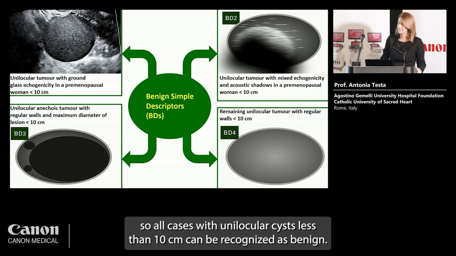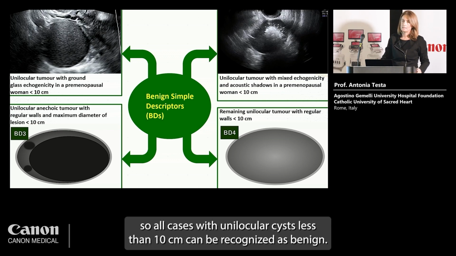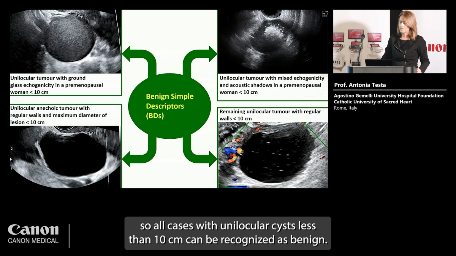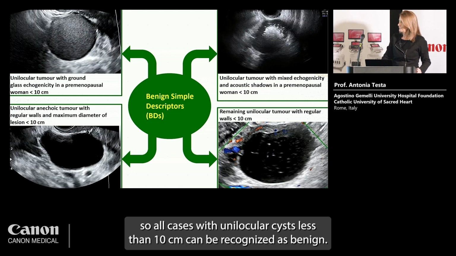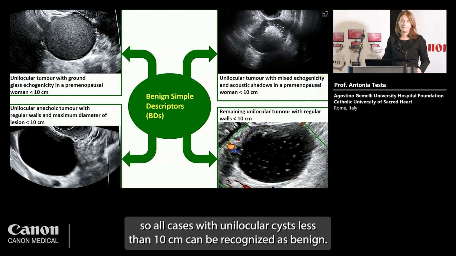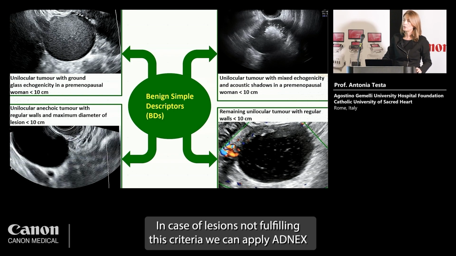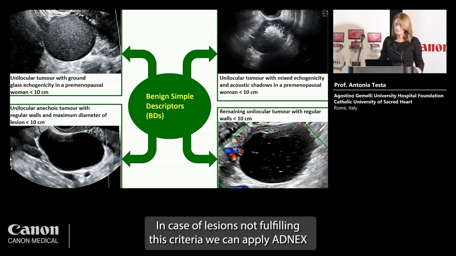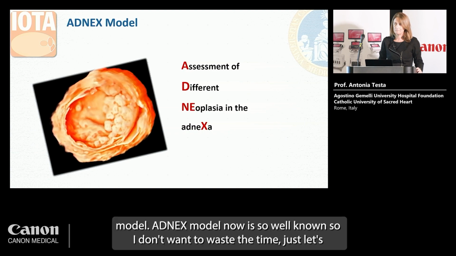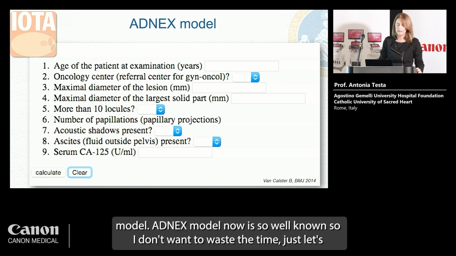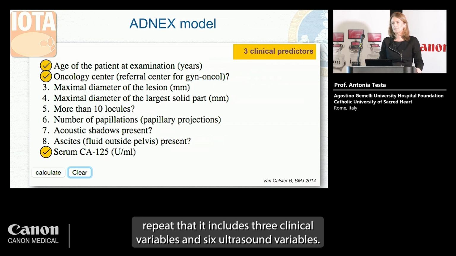But as I said before, the suggested steps are modified benign descriptors. So all cases with unilocular cyst less than 10 centimeters can be recognized as benign. In case of lesions not fulfilling these criteria, we can apply the Adnex model. The Adnex model now is so well known, so I don't want to waste the time. Just let's repeat that it includes 3 clinical variables and 6 ultrasound variables.